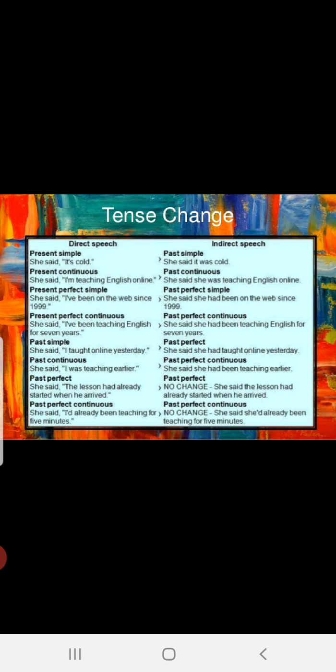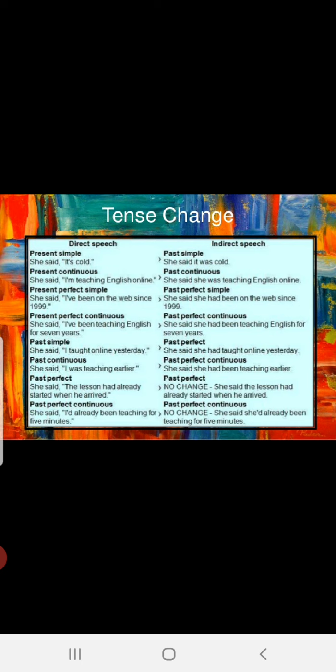Okay, now present perfect continuous. She said, "I have been teaching English for 7 years." What will be in indirect speech? Past perfect continuous: She said she had been teaching English for 7 years. Past simple: She said, "I taught online yesterday." Past perfect: She said she had taught online yesterday.